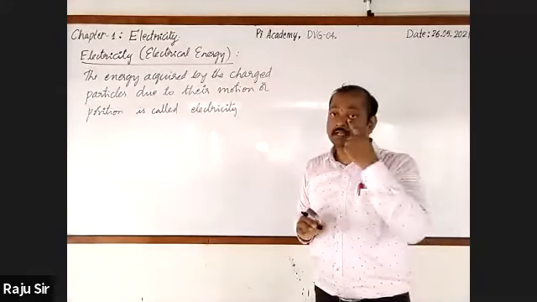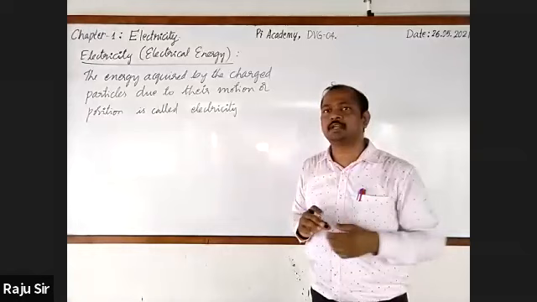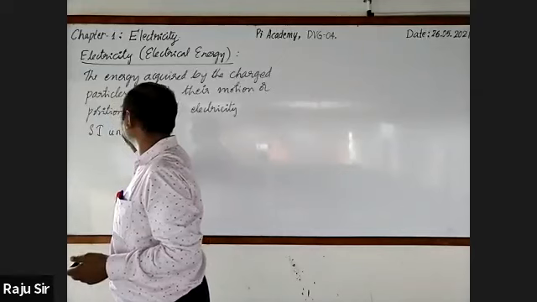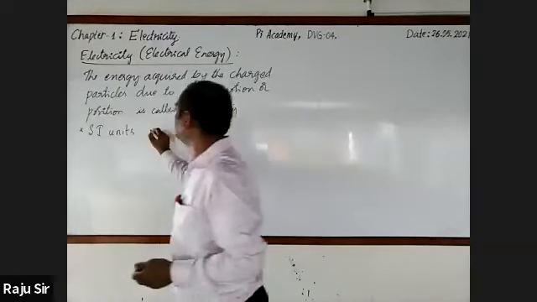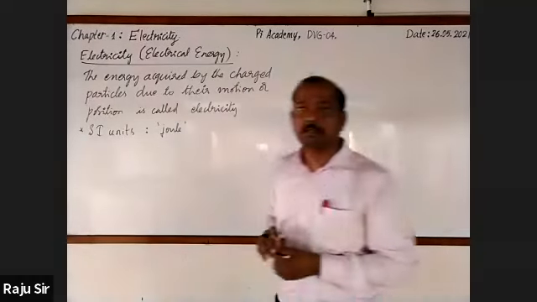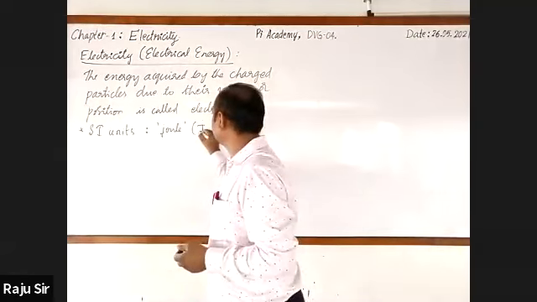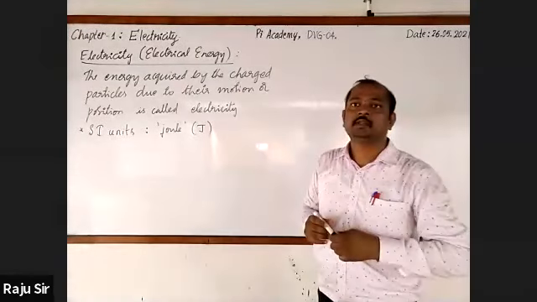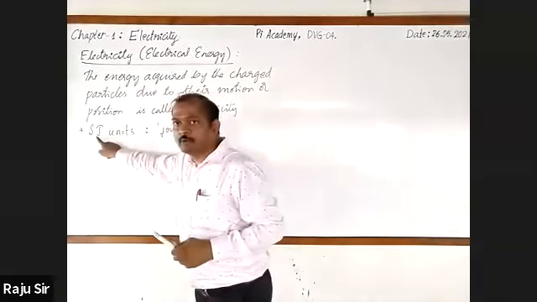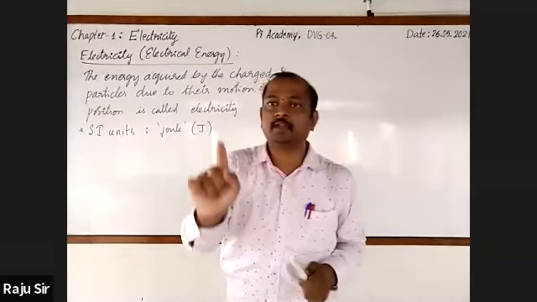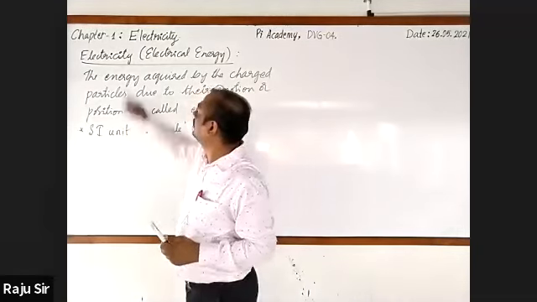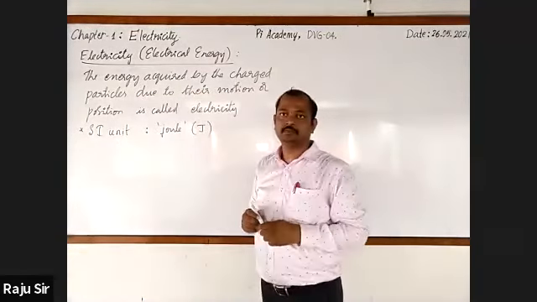You all know that this electricity can be measured as it is a physical quantity. So its SI unit is the joule, and the symbolic representation is capital J. The full form of SI is System of International Units. The unit of electricity is joule.